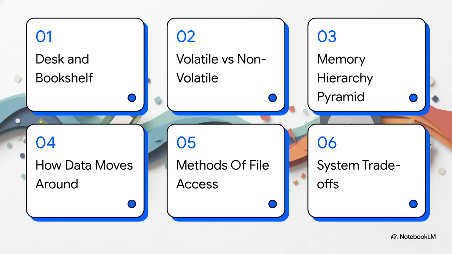To answer that, here is a roadmap for today. We'll cover the desk and bookshelf analogy, volatile versus non-volatile memory, the memory hierarchy pyramid, how data actually moves around, methods of file access, and finally, the ultimate system trade-offs.